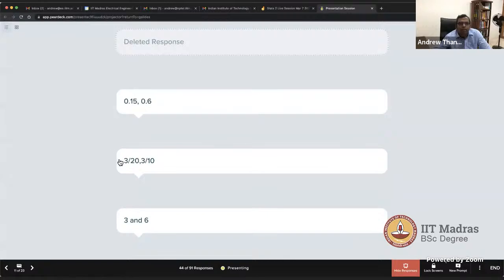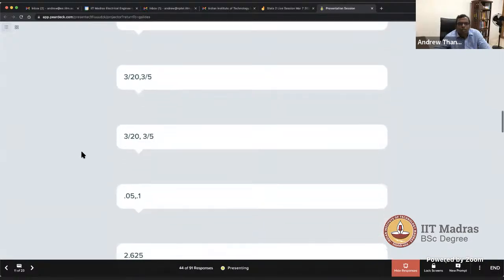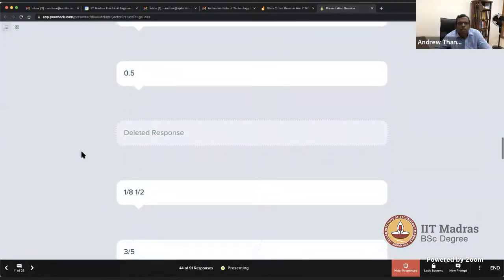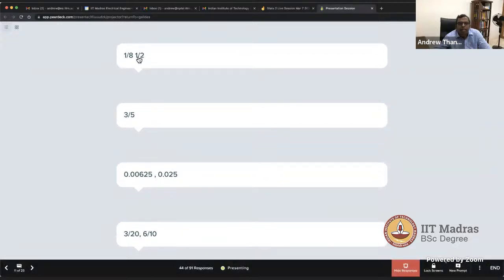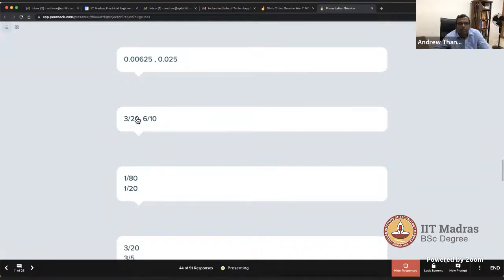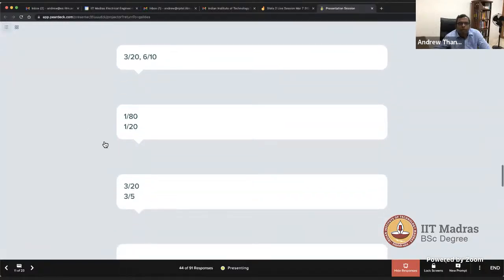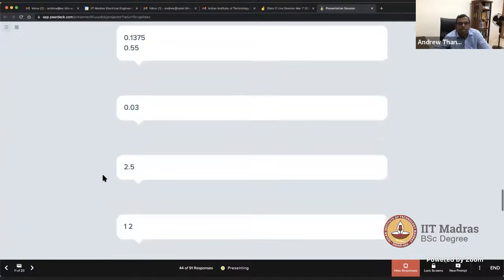I think that's correct. I hope you see the 3 by 10. Look at that calculation very carefully. There should be a factor of 4 difference between the two. Something like getting 1 by 8, 1 by 2, I don't know how you get that. Check that: 3 by 20, 6 by 10, that's okay. 1 by 80, 1 by 20 is not correct. I think 3 by 20, 3 by 5 is the correct answer.